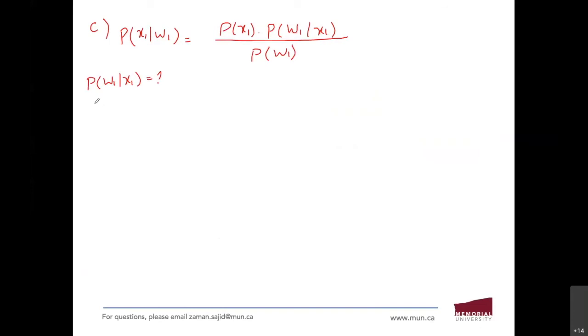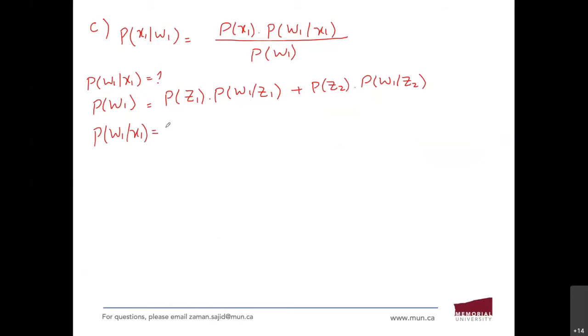First, we will find out our P of W1. So, Z is the parent of W. So, this will be P of W1 given Z1, plus P of Z2 times P of W1 given that Z2. Since we want to find out the conditional probability based on X1, this equation can be converted to X1. Now, this term will be probability of Z1 given X1 times the probability of W1 given that Z1 and X1.